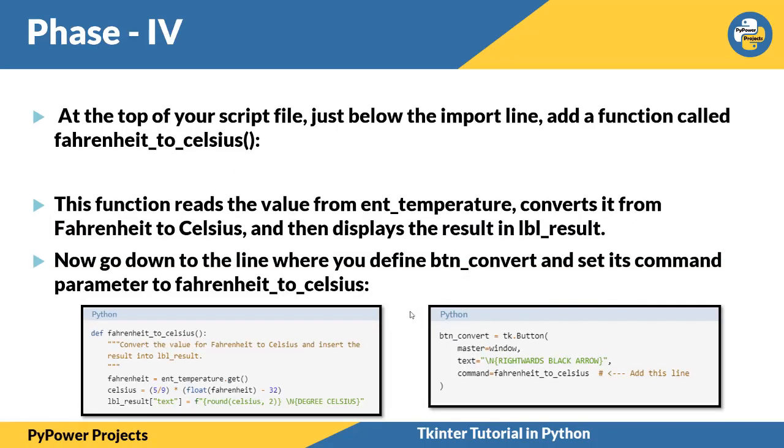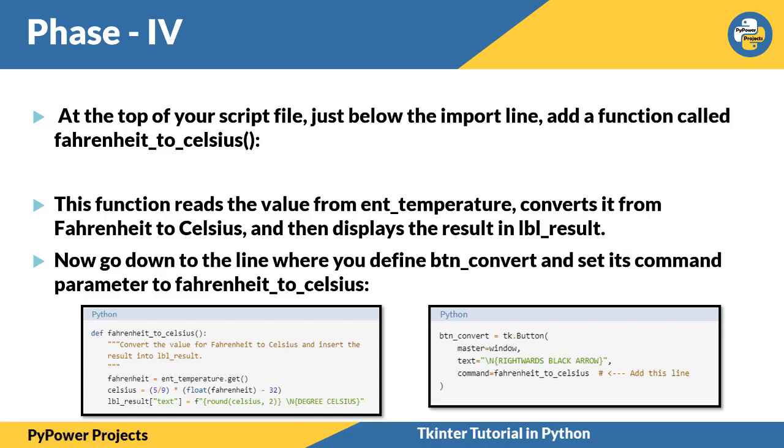Being a programmer, we have certain knowledge about how to convert Fahrenheit into Celsius. So at the top of your script, after the import line, we need to add a function. So define fahrenheit_to_celsius, which converts the value. Fahrenheit will be enter_temperature.get(). I have used the .get function to get the entry that has been given in the Fahrenheit box. It will convert into float. I have written the formula and the result will be displayed back in the window.